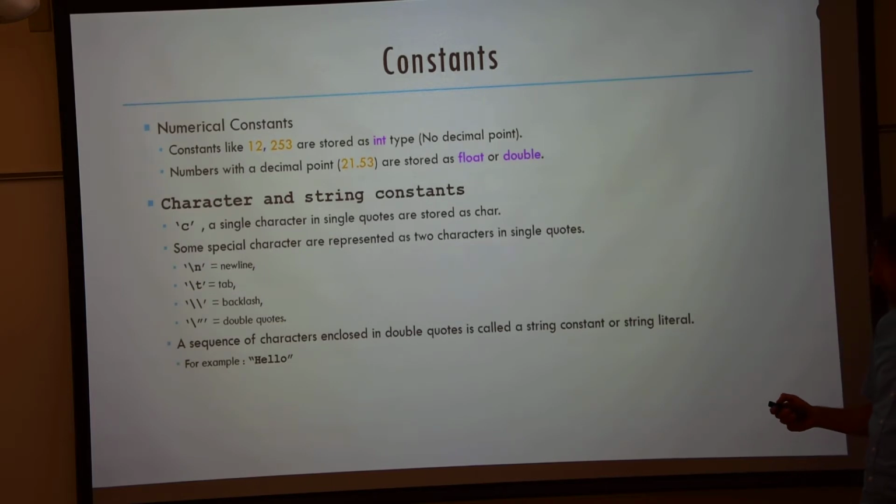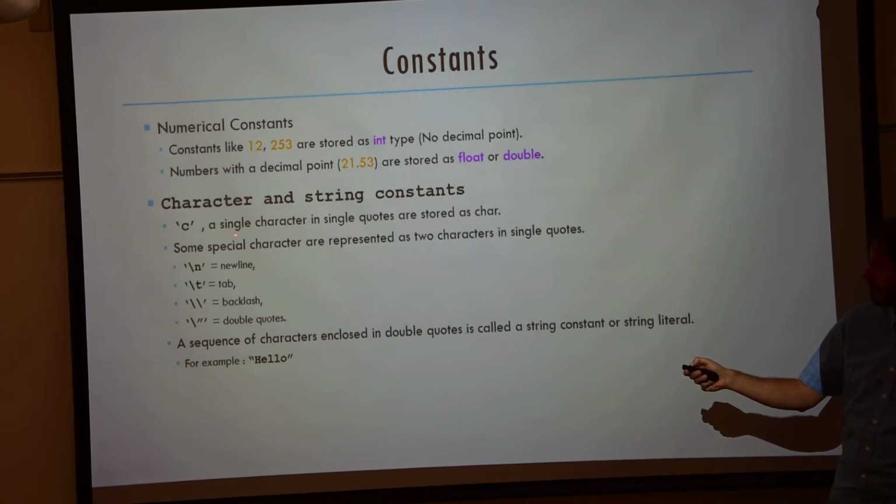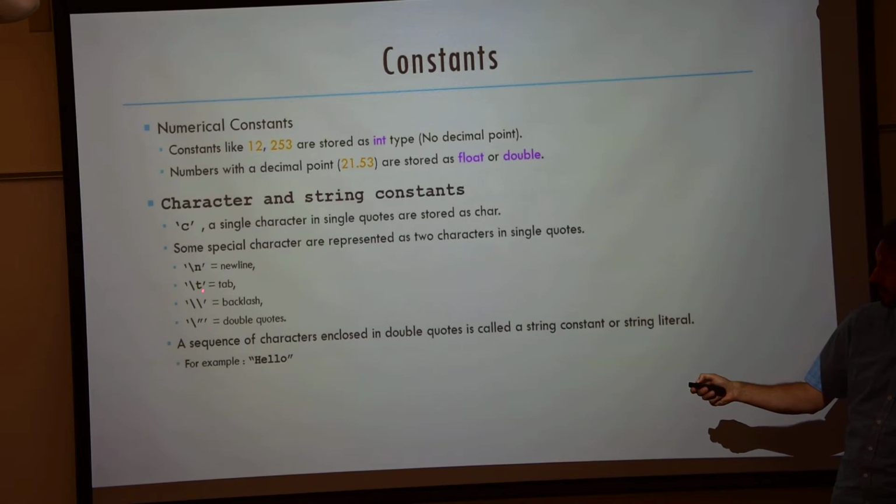Numerical constants here are stored as an int type. Numbers with a decimal point are stored as a float or a double. Character and string constants, we have special ones, like this we already did. This with single quotes is a character, but you have special ones like this. These are also characters, representing a new line, a tab, and so on.